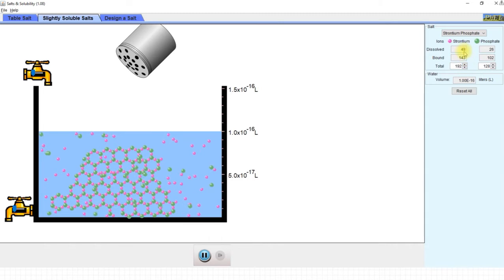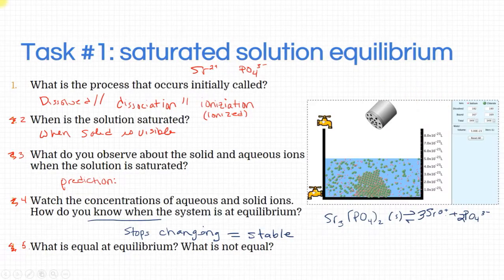don't match. They have different concentrations, and even our two products here are different, and that's because they have different coefficients, right? There's 3 strontium for every 2 phosphate, so you wouldn't expect them to match concentrations. So as far as what is not equal, concentration of the products and reactants are not equal. Okay, so that's not what equilibrium is referring to.